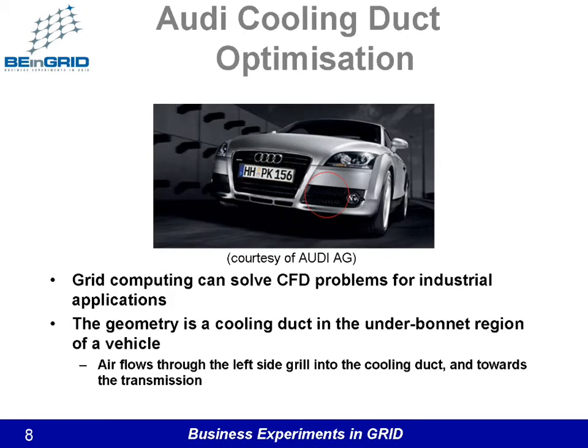This test case demonstrates the potential of grid computing to solve CFD optimization problems involving industrial applications. The geometry is a cooling duct located in the underbonnet region of a vehicle. Air flows through the left side grille, highlighted, into the cooling duct and towards the transmission.